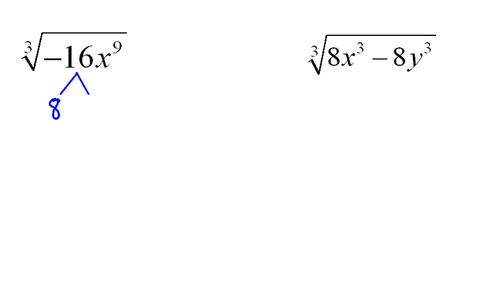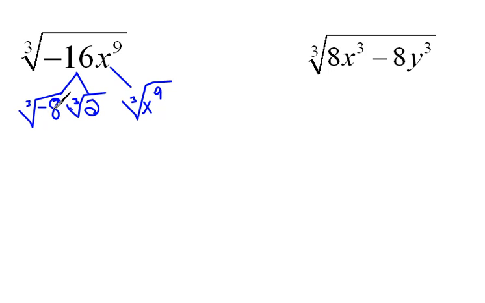So how about if we rewrite that as negative 8 times 2, and then we could take the cube root of each one of those. We could also then use our x to the ninth, because remember that shortcut that we talked about before, 3 will go into 9 evenly. So I'm going to go ahead and rewrite that, now taking the cube root of what we can.